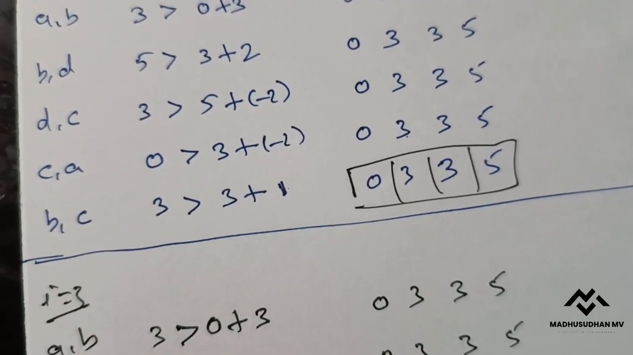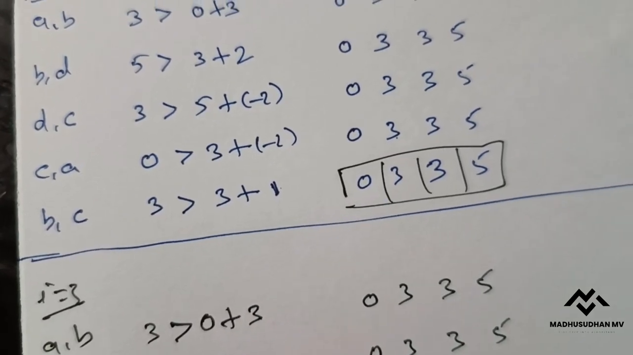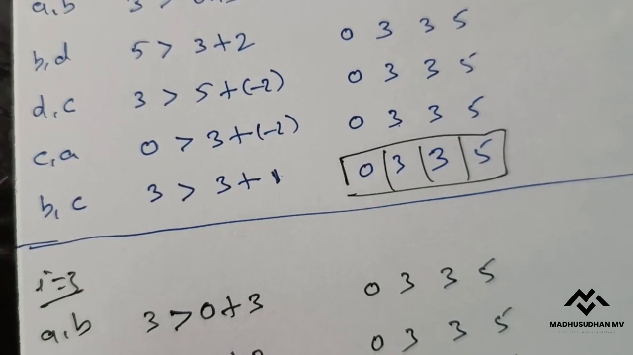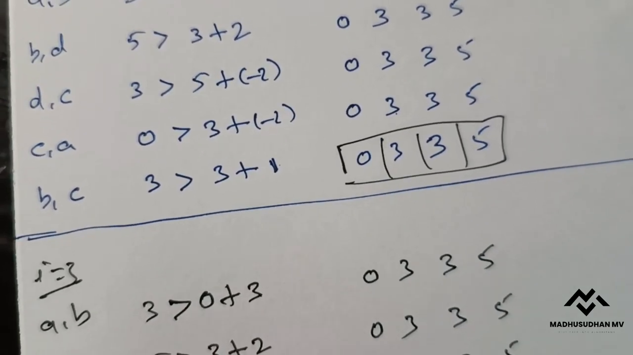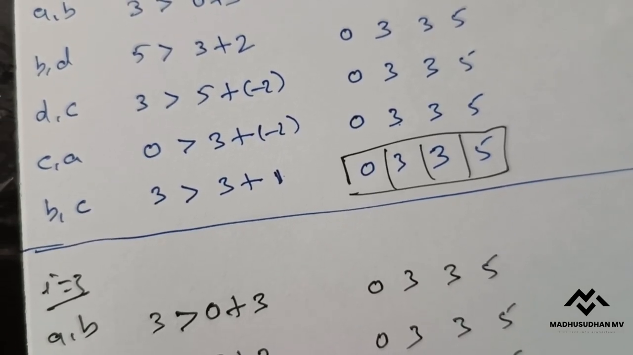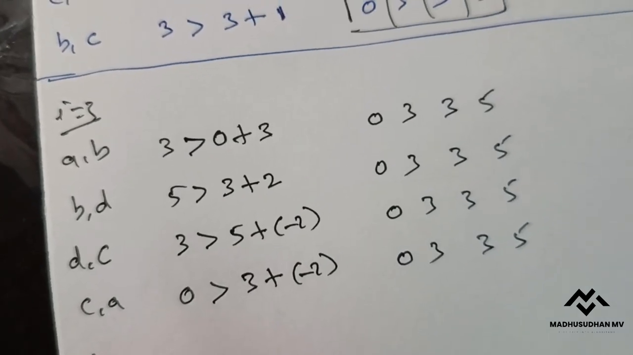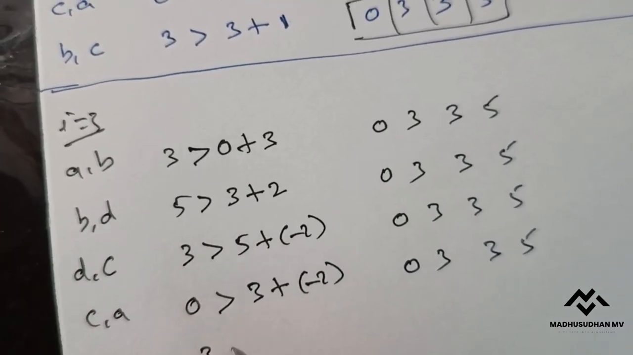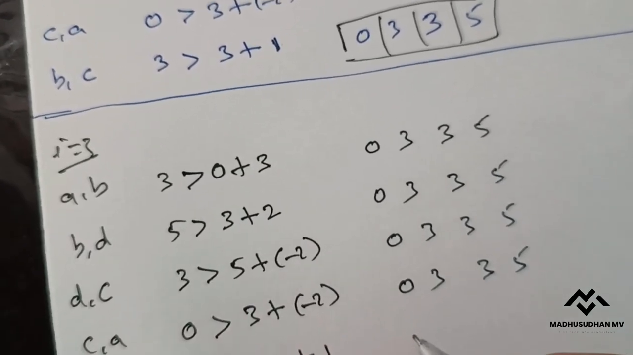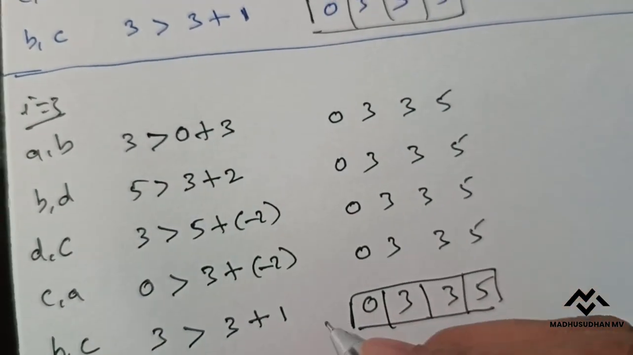Next D to C. Distance of C, 3, greater than distance of D, 5, plus D to C, minus 2? False. Again I'm retaining. After that C comma A. Distance of A, 0, greater than distance of C, 3, plus C to A, minus 2? 0 greater than 1 is false. I'm retaining the same thing. Next, the last edge B to C. Distance of C, 3, greater than distance of B, 3, plus B to C, 1? 3 greater than 4 is false. So this is my final distance.